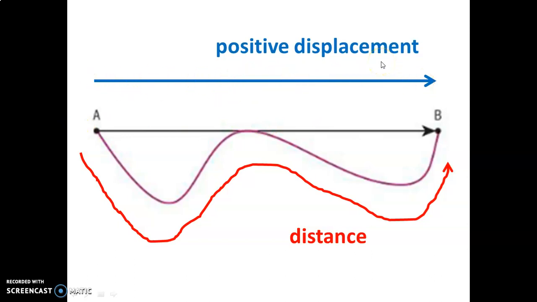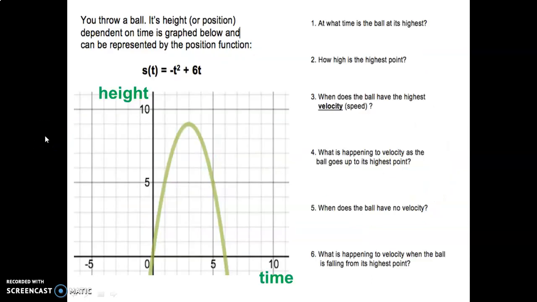Displacement has a direction. You can say something has been displaced positively or displaced negatively, depending on that location based on a comparison to its original point. So in this case, if it went the other direction, we could say it has a negative displacement.